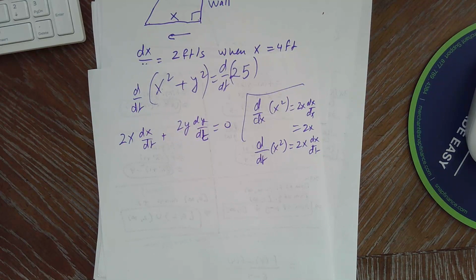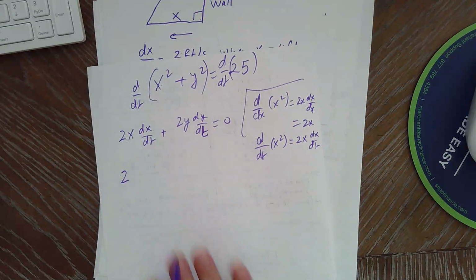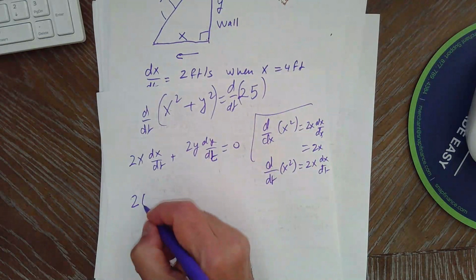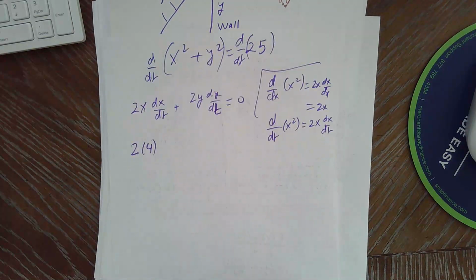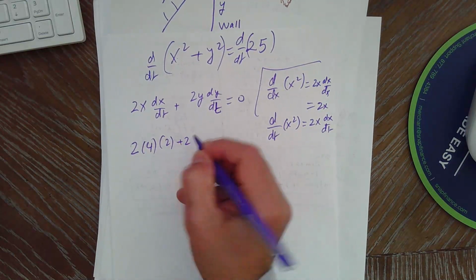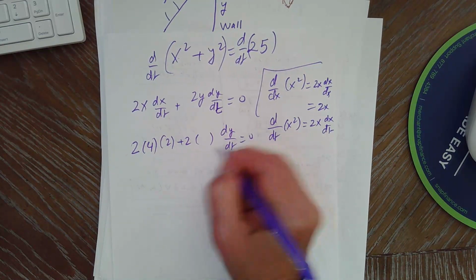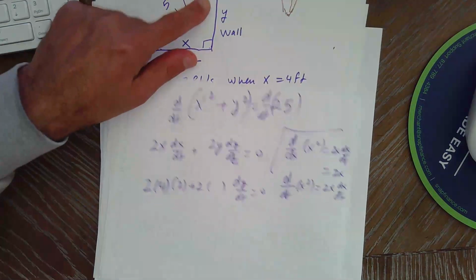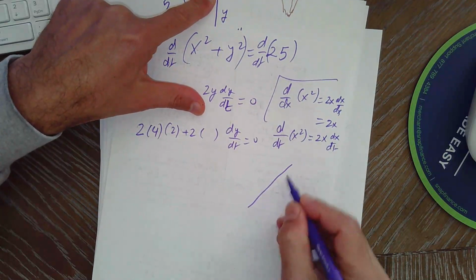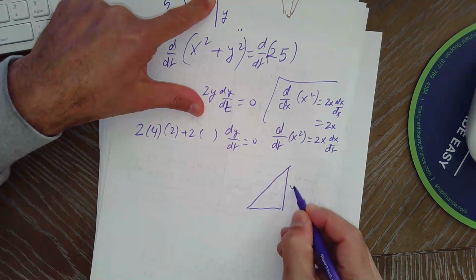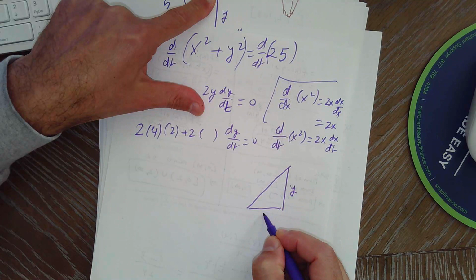Now we're going to plug in the values. When x is 4, dx by dt is 2. We don't have y. dy by dt is the unknown. So we still have to find y. But which y are we finding? Right at the instant. This y that we need right at the instant when x is 4, because that's what we're finding.